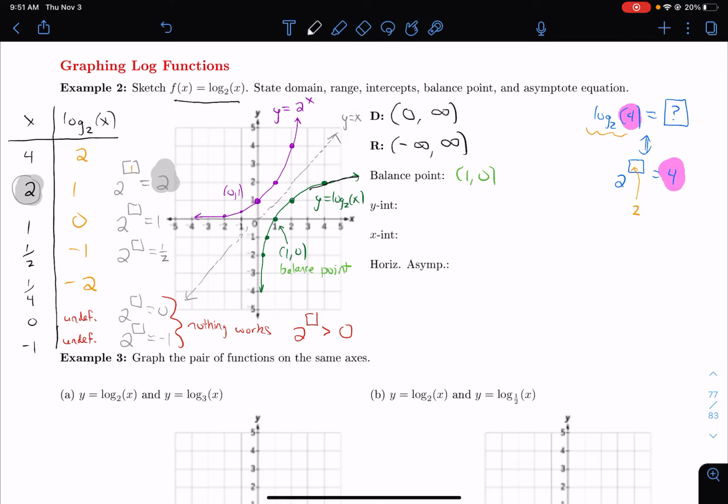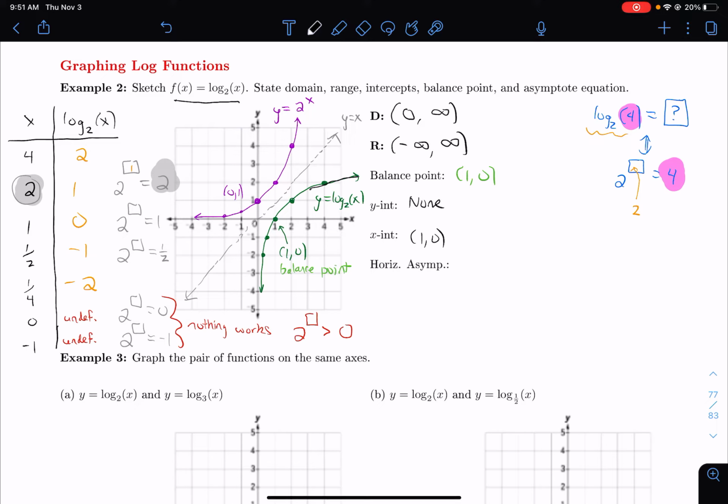So one thing to notice about this domain and range is, notice that they're kind of like the reverse of what the domain and the range are for y equals 2 to the x. And that's what we'd expect because they're inverse functions. They're going to swap the roles of the domain and the range. X-intercept is at 1, 0. Y-intercept, well, there is none. This never touches the y-axis.